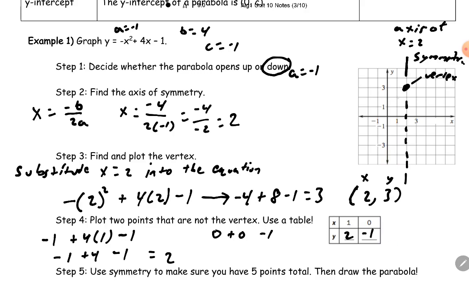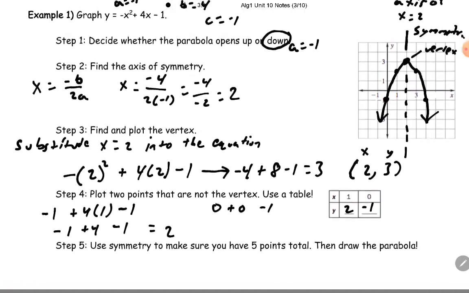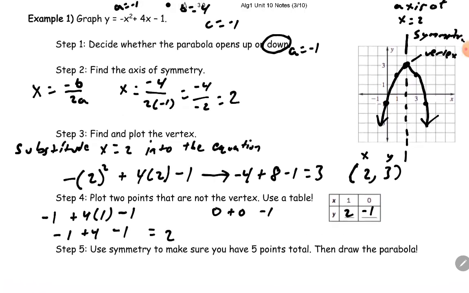Okay, and then we're just going to plot those points. So 1, comma 2, 0, comma, negative 1. Okay, draw that side. Okay, and then just make it symmetrical. 3 would be also 2, and 4 would be negative 1. Symmetric. Now we're done. When you're drawing these, make sure most teachers want 5 points usually. So let's do another example.